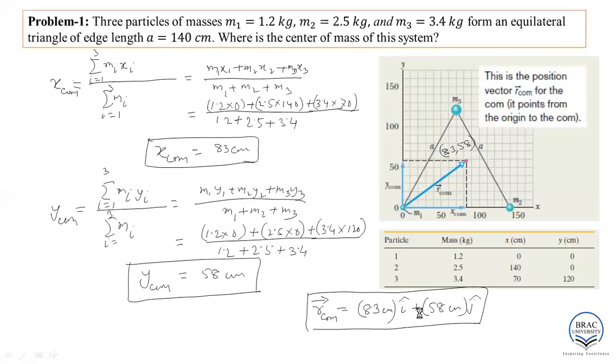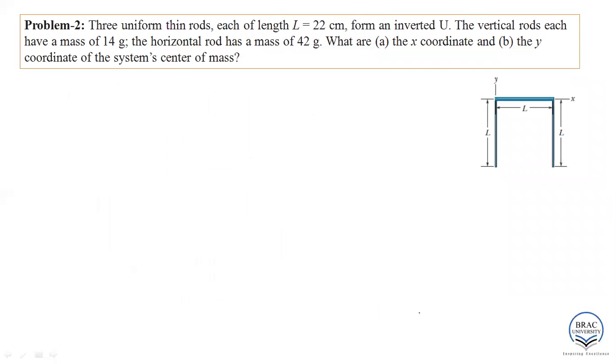So now we'll move to the second problem, and in this problem what we see here, we have three uniform thin rods, and these rods are placed in such a way that they form an inverted U-shaped object. All these rods are continuous material, and for this continuous solid object we can find the center of mass by using an equation which is related to an integral form.